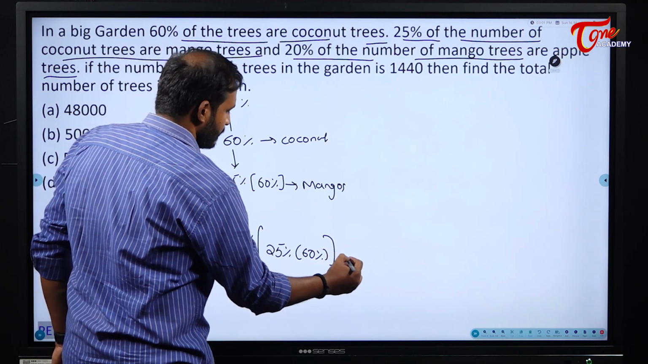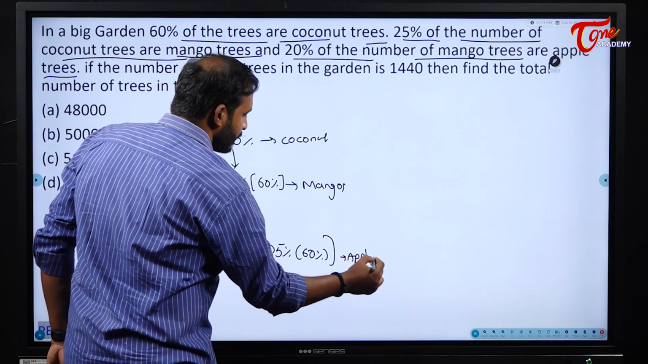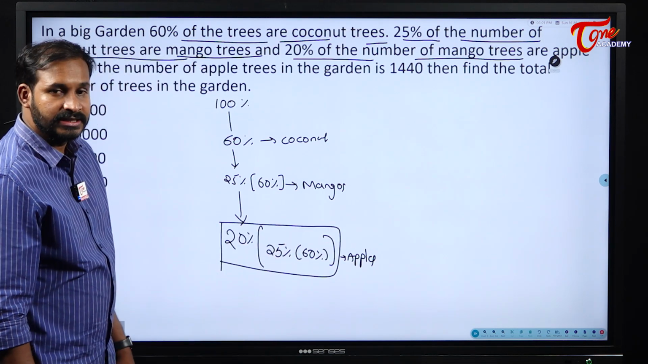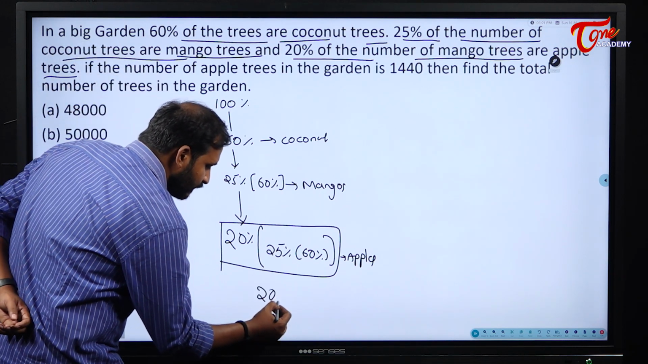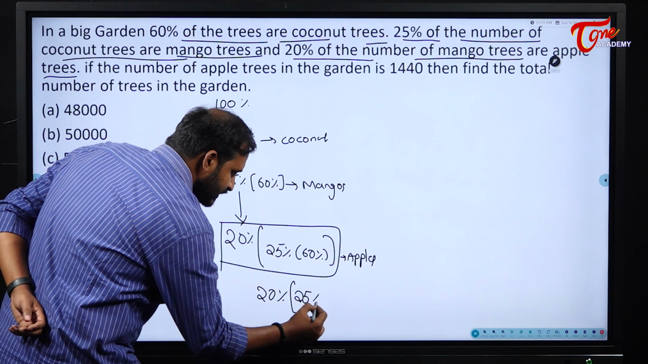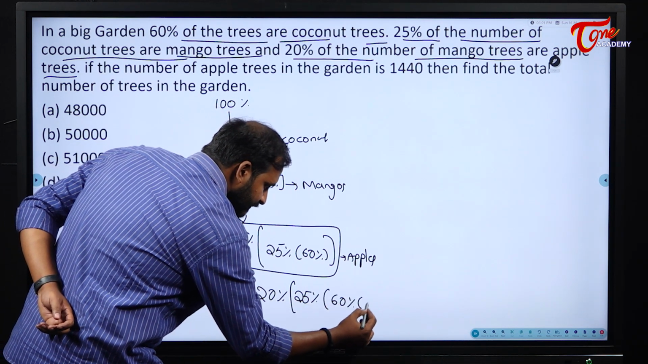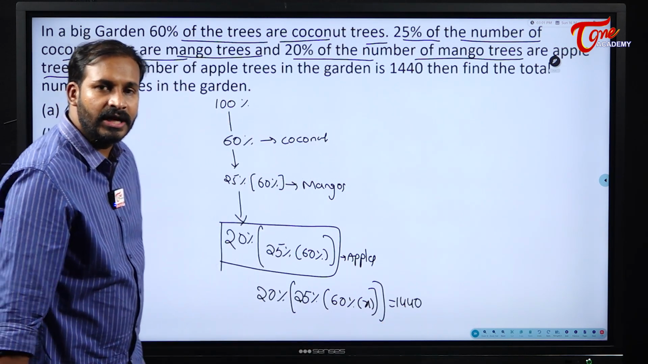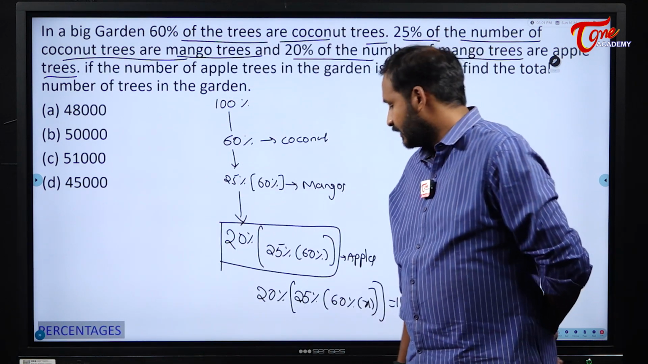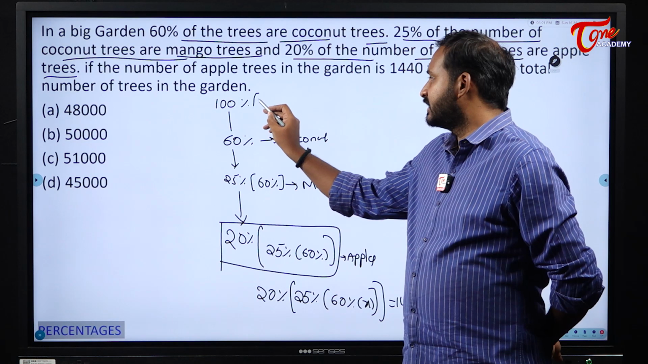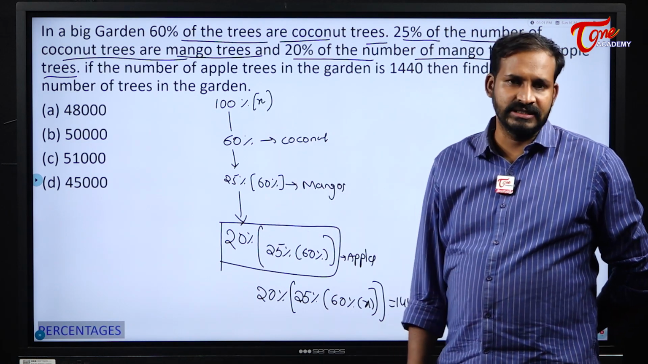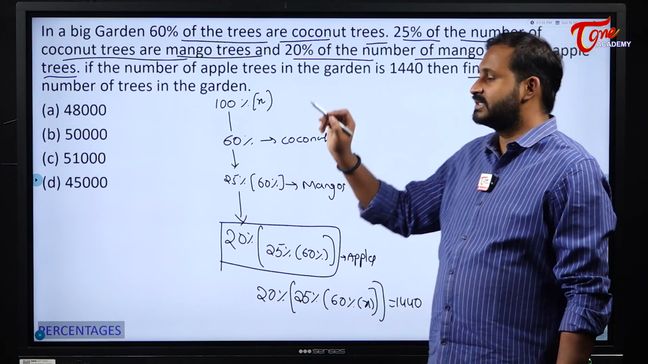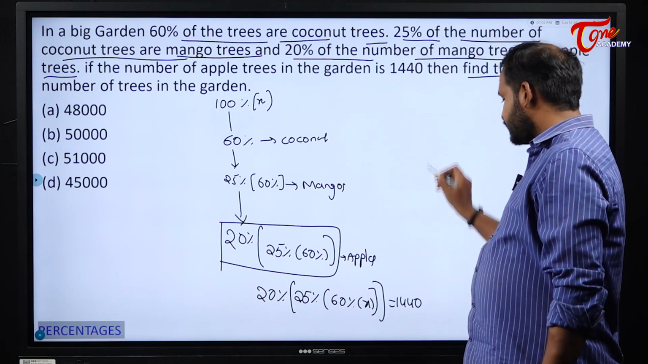Apple trees. These are apples, and they are telling that this value is equal to 1440. That means 20% of 25% of 60% of some x is equal to 1440, according to the given question. Now this x is 100% of x, both are the same. So if you solve this x, we will get the total number of trees in that garden. So this is our traditional method.